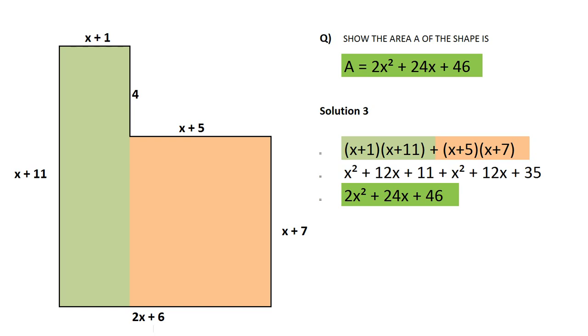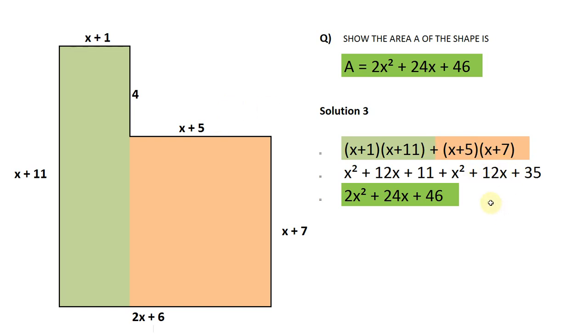So here's the algebra. So the green strip is quite clearly x plus 1 at the top, which is our width, times x plus 11, which is our height. So we have x times x, x squared, 1 times 11 is 11, and then 1x plus 11x is 12x. That's pretty easy to do. Again, for the orange shape, it's quite obviously going to be x plus 5 times x plus 7.